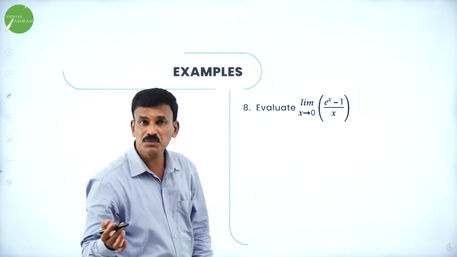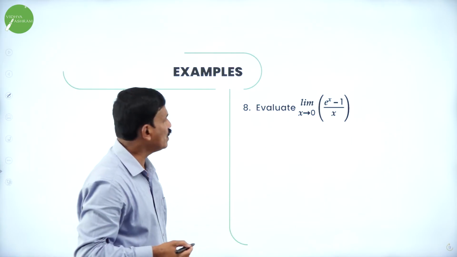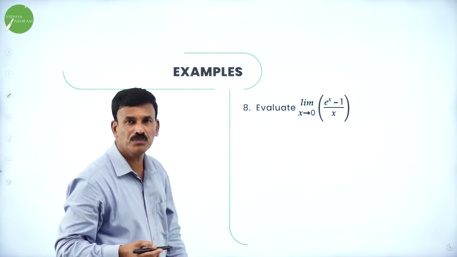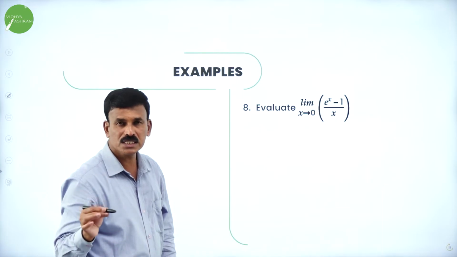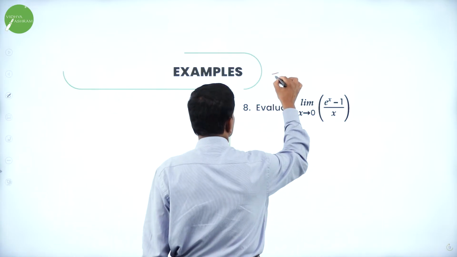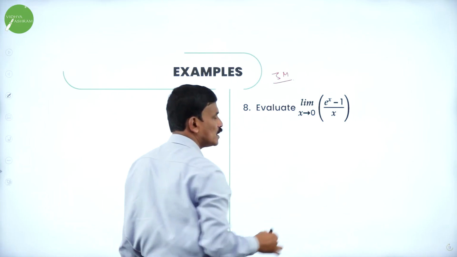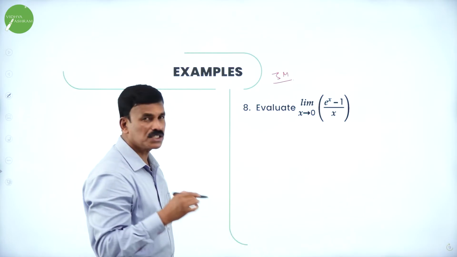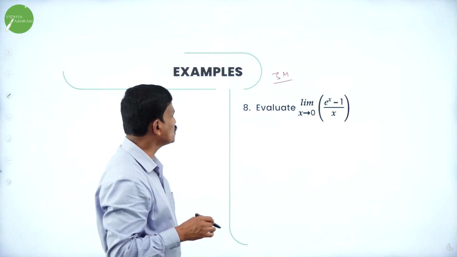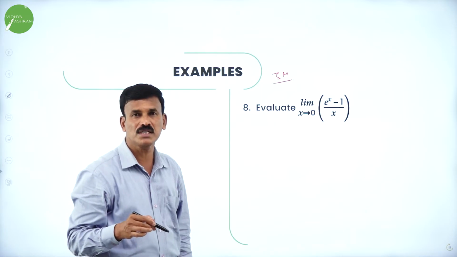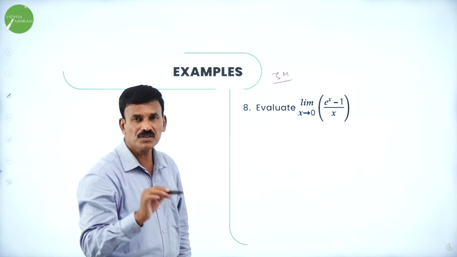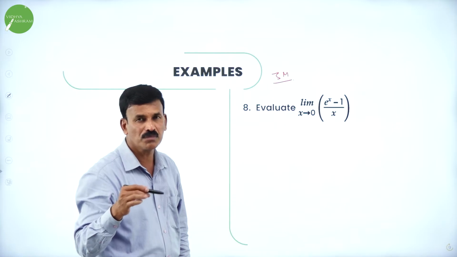Now, let us come to the next problem. Next problem is evaluate limit x tends to 0 of e power x minus 1 by x. This is a 3 marks question. Here, very simple. Actually, if it is for 1 mark, the value of limit x tends to 0 of e power x minus 1 by x is always equal to 1. If it is for 3 marks, we have to verify step by step.